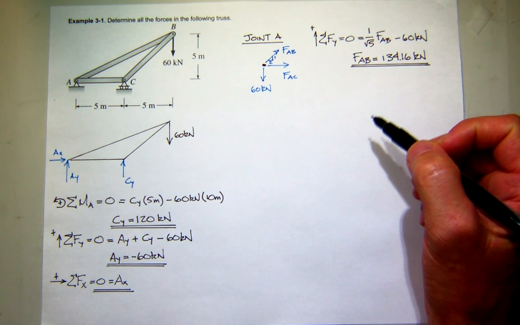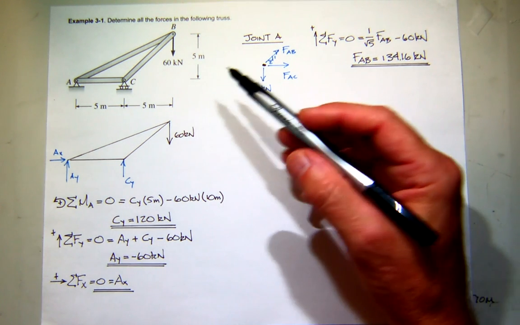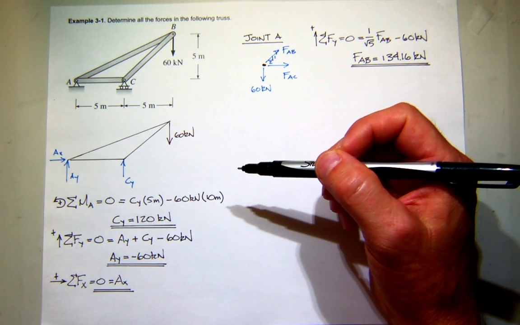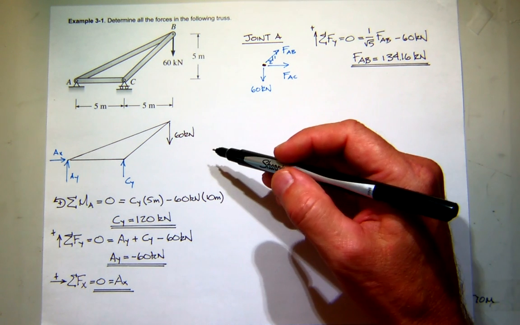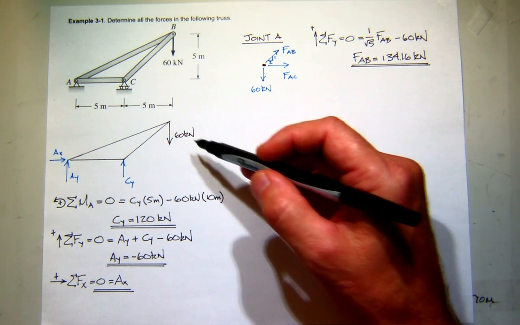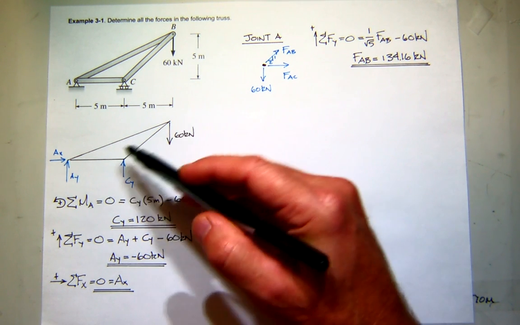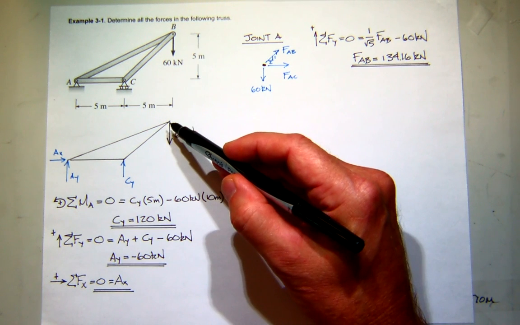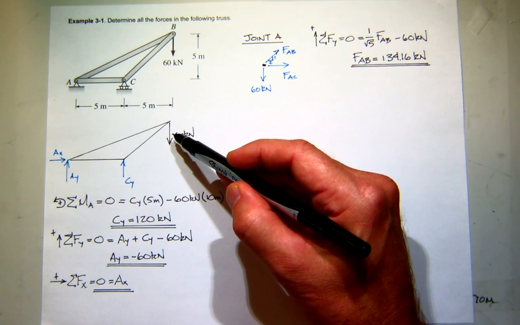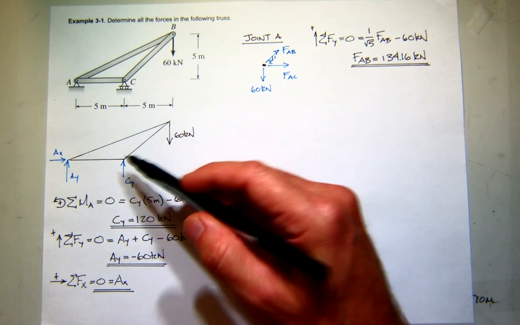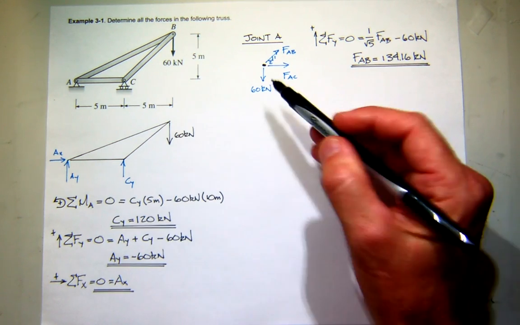Everybody happy with that? Does that make sense that AB should be in tension? I think so. When I pull down like this, point A is going to try to move down and probably out a little bit, so it's going to stretch that. So tension seems to be reasonable.